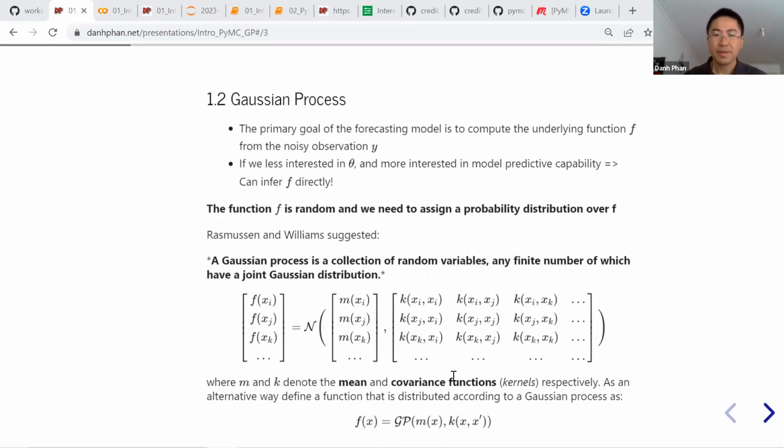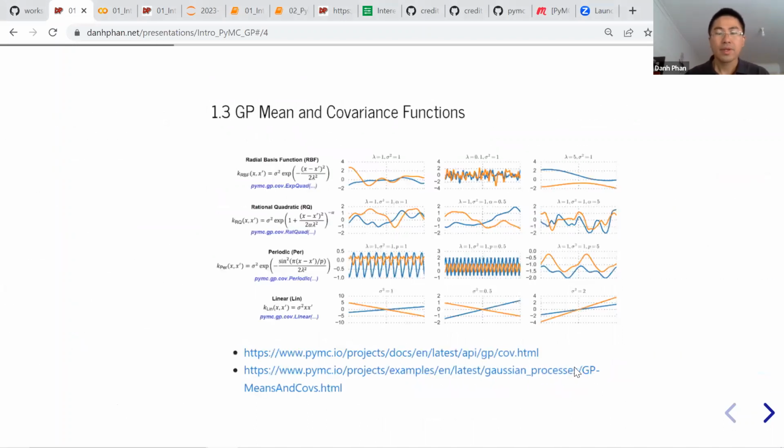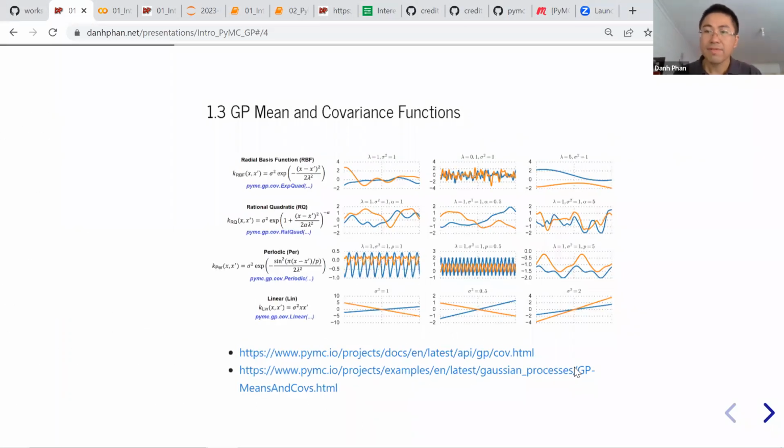Normally the mean function here we can set as 0 or a linear mean, and what we are more interested in is the covariance. There are different kinds of mean and covariance functions in Gaussian processes.